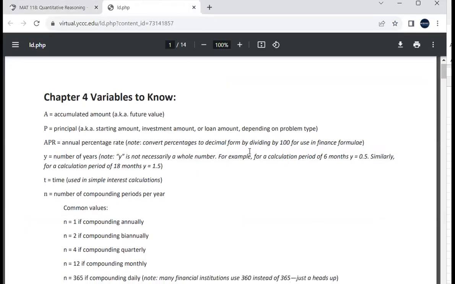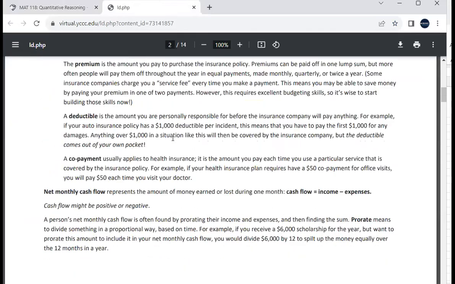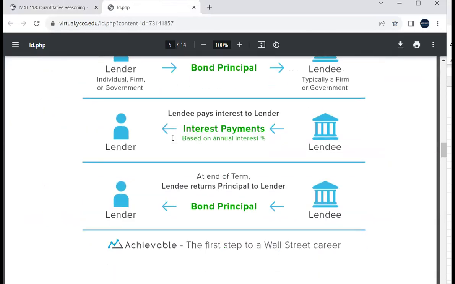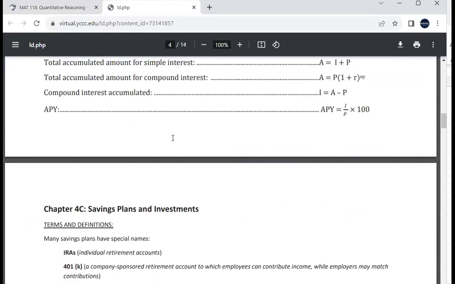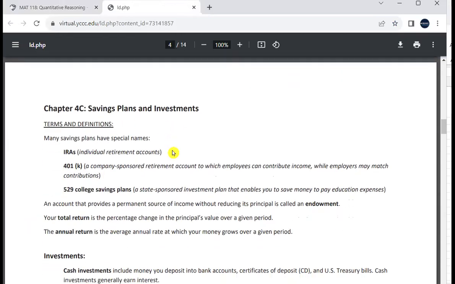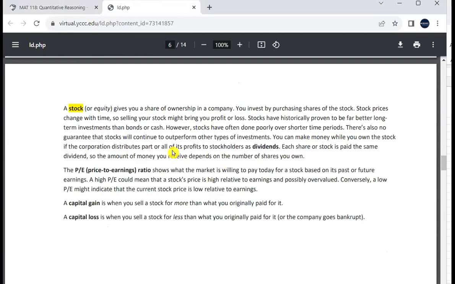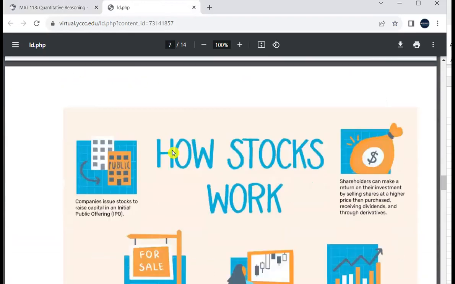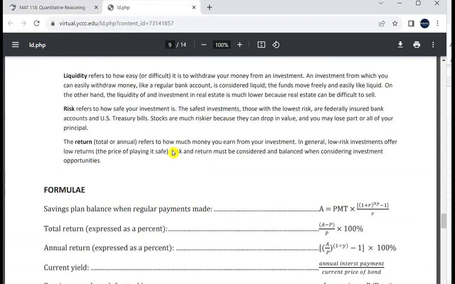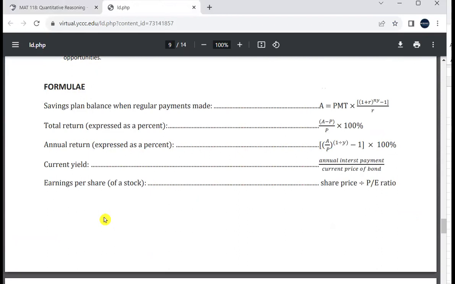This is all of chapter 4. It has all the variables. We start with 4A. The question we're working on now is 4C, savings plan and investments. You can see all the different definitions, some examples, and then you will also see a section for the formulas. If we are looking for the savings plan balance when regular payments are made, this is the basic formula right here. Payment times this delightful complex number here.